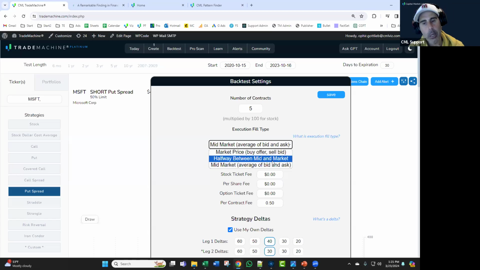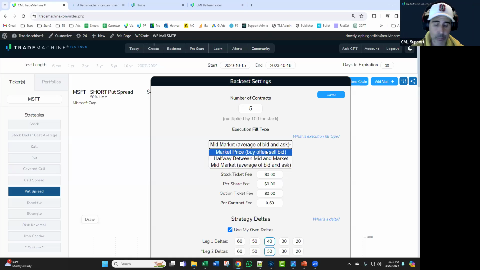Halfway between mid and market would be, okay, well, mid-market is 50 cents. The offer is $1. Halfway between there is 75 cents. So it's a more conservative way of looking at how your fills are. I would pay 75 cents, or I would sell at 25 cents. You choose what you want. You can also do it on the bid and the offer. I just pray in your trading, you're not actually paying the offer and selling on the bid.